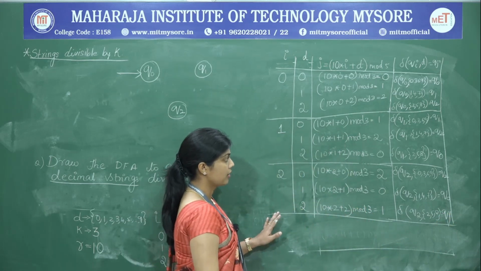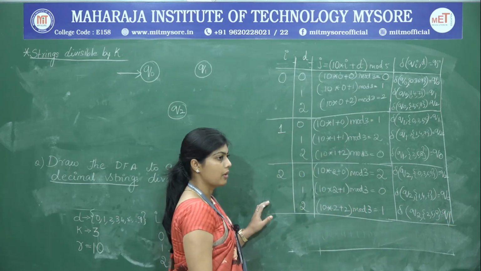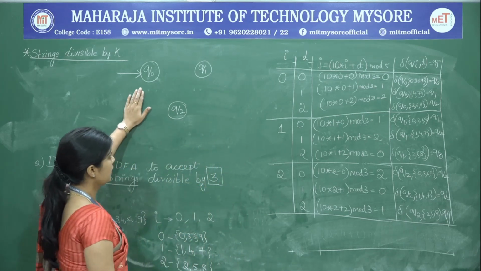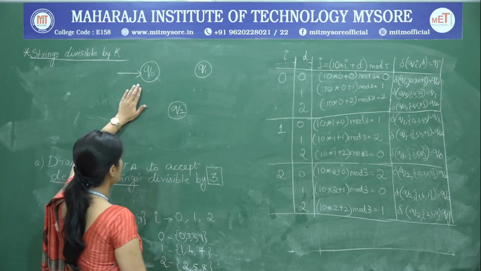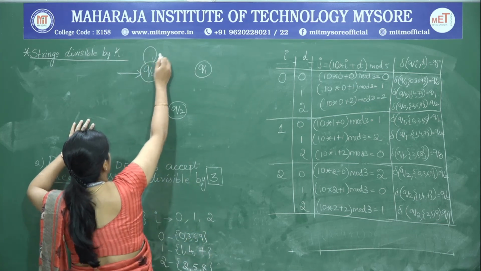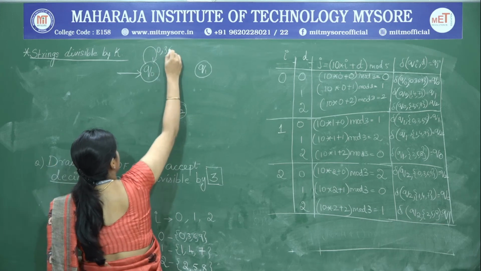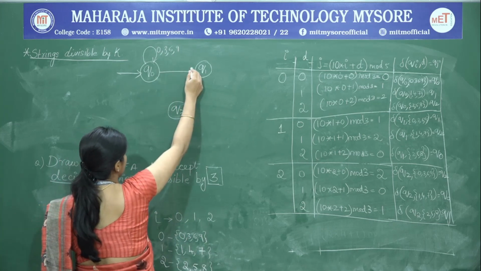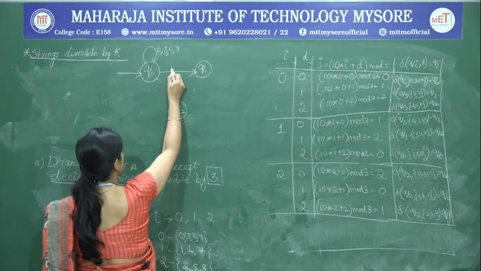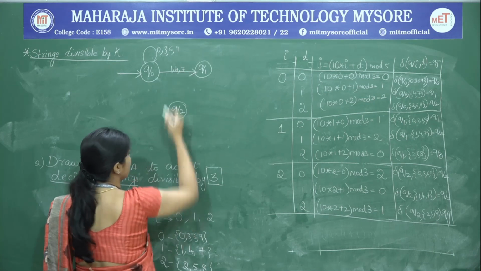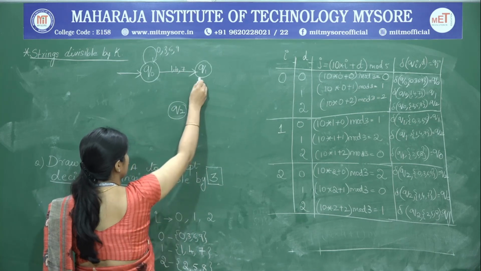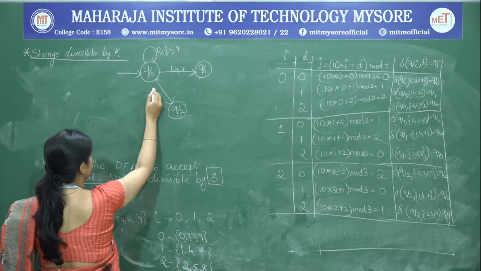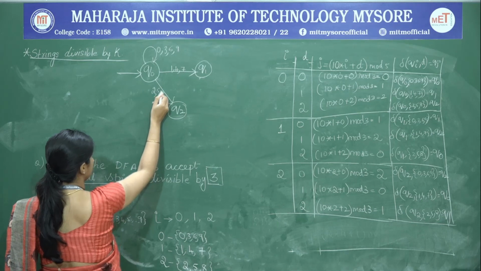So we have finished this. Next, once we have framed the different transitions, we can now write the transition diagram. First we have q0. q0 is going to q0 on 0, 3, 6 and 9. Next, q0 is going to q1 on the input symbols 1, 4 and 7. Next, we are going to q2 from q0 on the input symbols 2, 5 and 8.